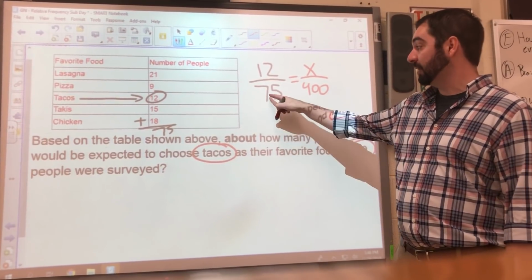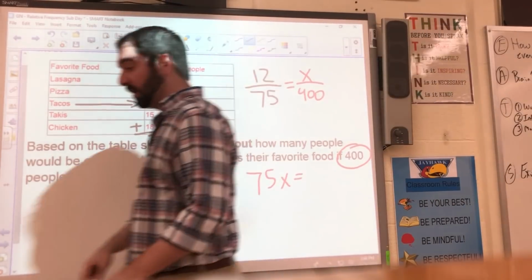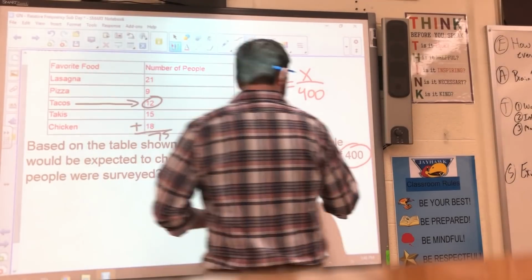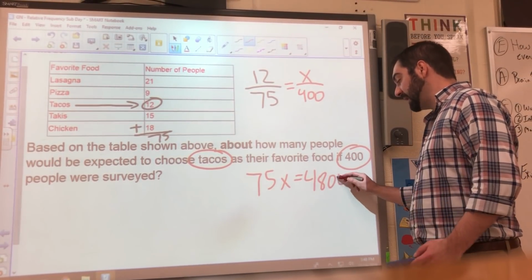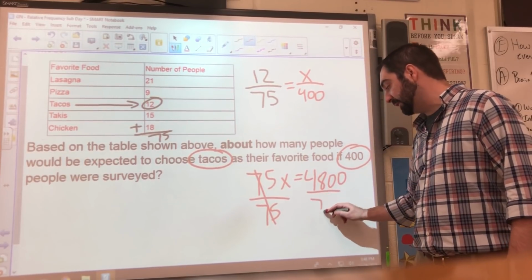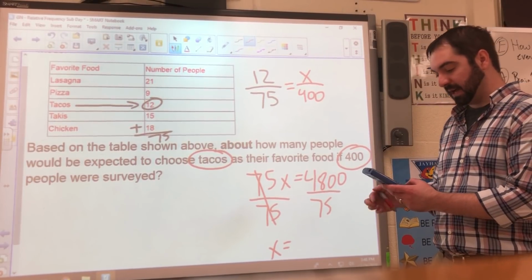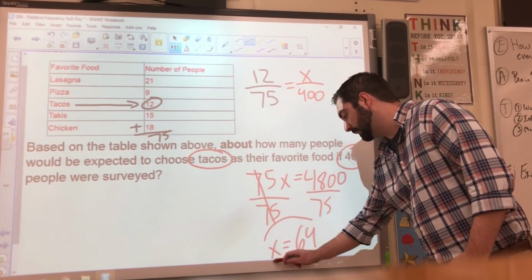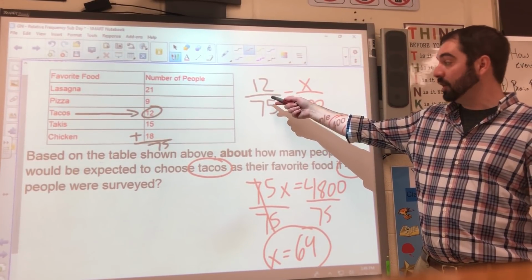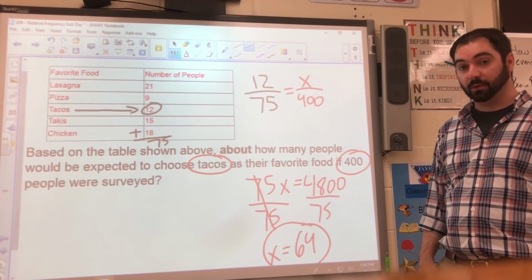Again, same strategy works. 75 times x is 75x. 12 times 400 in my calculator is 4,800. Again, I'm going to isolate x by dividing by my coefficient. So I'm going to divide each side by the number 75. 4,800 divided by 75 is 64 people. Again, if you wanted to take the fraction probability of the event occurring and multiply it times the total, that will absolutely give you the same exact answer of 64.